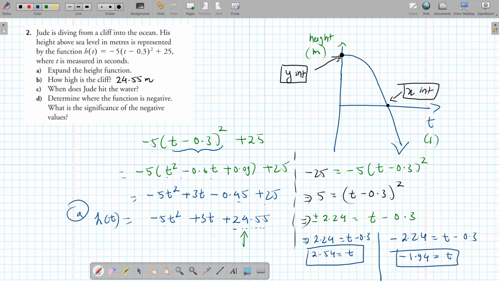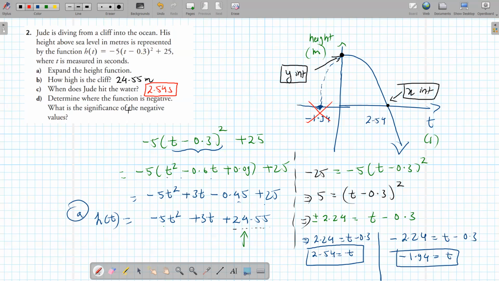So this negative 1.94 is here, you see? Because a negative number must be to the left of the y-intercept. And this x-intercept is 2.54. We don't really care about this one, right? Because it's not in the domain of our function. Time can never be negative. So the answer to C, when does Jude hit the water? It's going to be 2.54 seconds. After 2.54 seconds, she's going to hit the water.